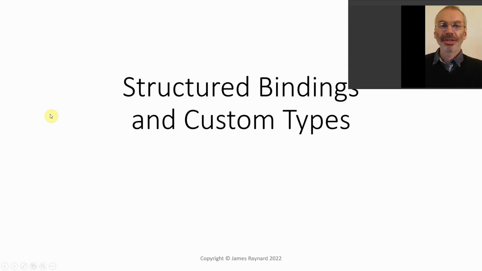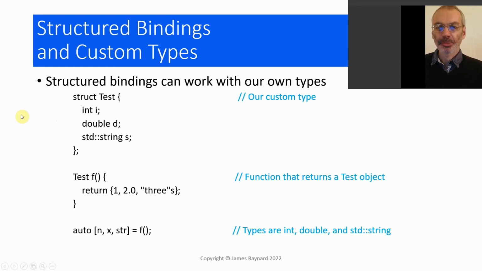Hello again. In this video we're going to look at structured bindings and custom types. C++17 allows us to use structured bindings with our own types, as well as some of the library types. We could, for example, have a struct and a function which returns an object of this struct, and then we can use a structured binding to extract the members from this returned object. So how do we do this?